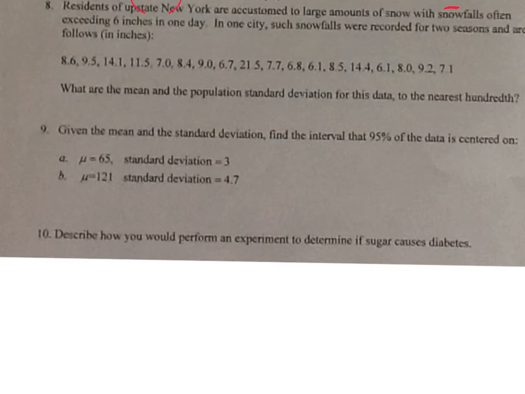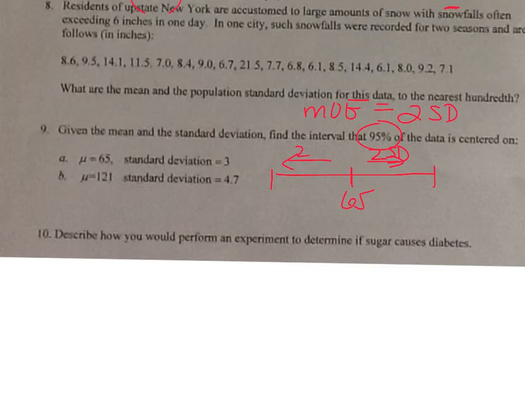Number 9 says, given the mean and the standard deviation, find the interval for which the 95th percentile is centered on. So remember, 95th percentile, that's your margin of error. Your margin of error is 2 standard deviations. So if my mean is right here in the middle, that's 65. I want 2 standard deviations to the right, and I want 2 standard deviations to the left.